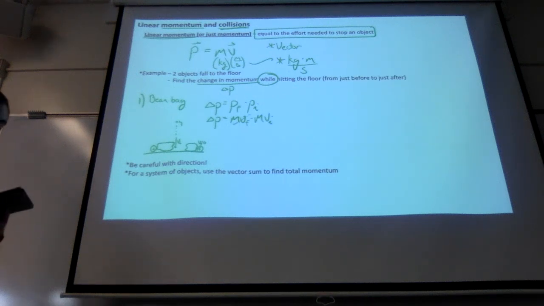And we know that the final velocity is 0, so the change in momentum is negative m times negative v initial. Because it's going down, it's a vector, I have to include that direction information. So that means my change is positive mv initial.